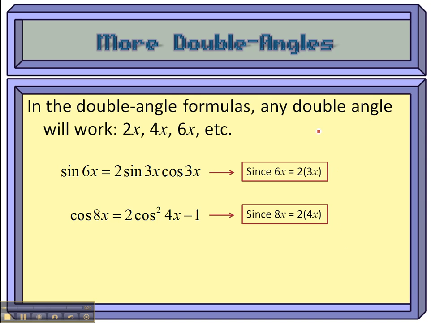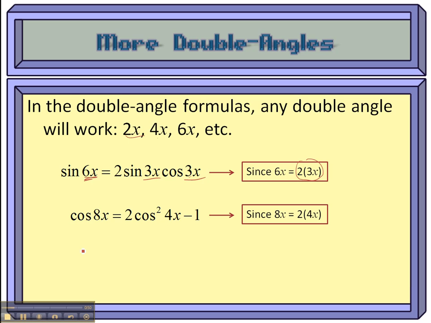So in each of these double angle formulas, you can use any double angle, like 2x, obviously a double angle, 4x because that's 2 times 2x, 6x because that's 2 times 3x, etc. So here you can see what I've done is the sine of 6x. I get to use that because 6x is equal to 2 times 3x. So on each of these it's a 3x and a 3x.